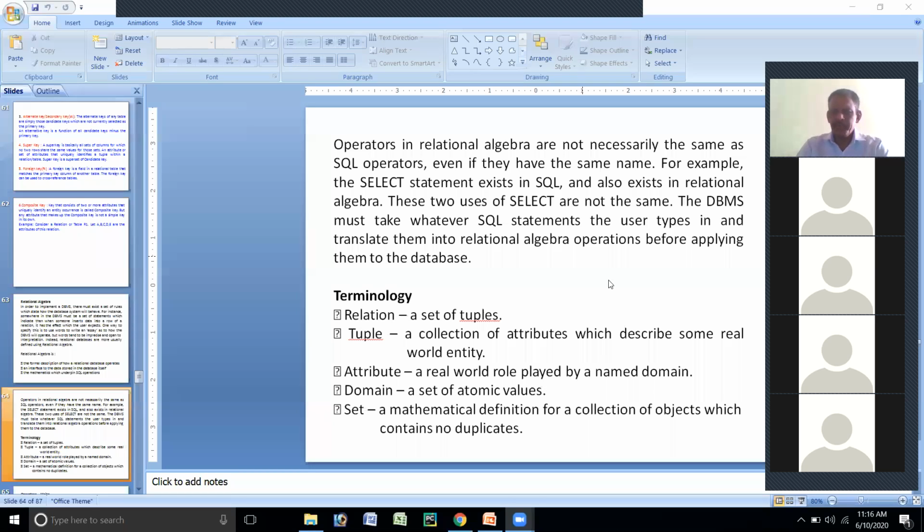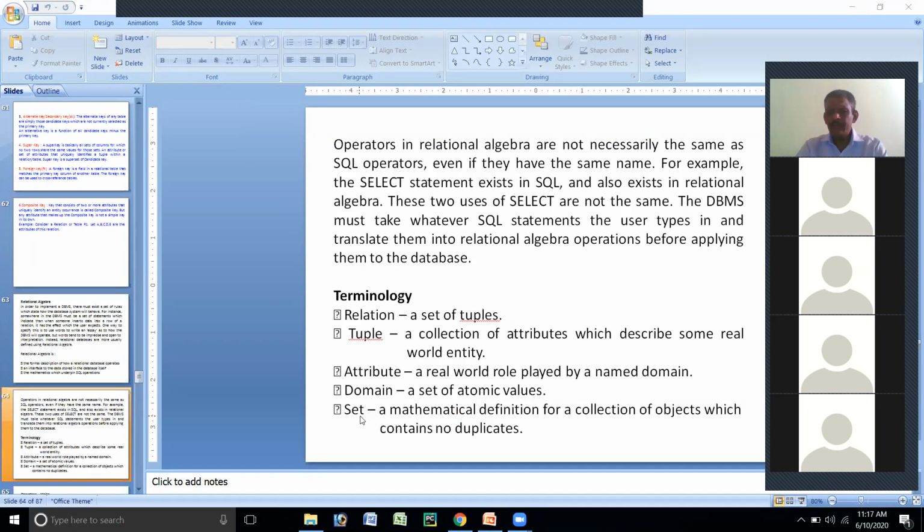Then attribute. What is an attribute? An attribute is a real world role played by a named domain. Then what is a domain? A domain is a set of atomic values. A set of atomic values, individual values, small values, are called a domain here.